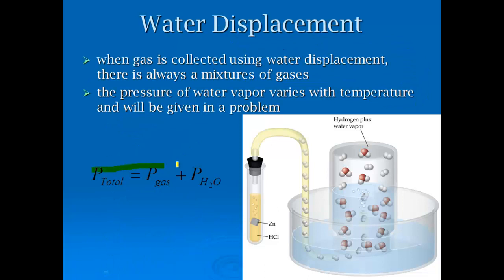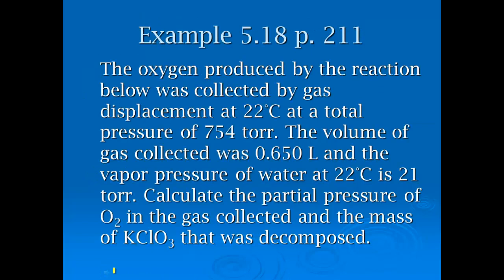Okay, water displacement. We're going to do a lab with this, and we can use water displacement to figure out the pressure of a substance, because when gas is collected using water displacement, I believe we'll use magnesium and hydrochloric acid. We're going to collect the hydrogen gas up top here, and you also have water vapor. So if you know the pressure of the water vapor, you subtract it from the total, then what's left is going to be your pressure of hydrogen. And so we'll do that lab here in the next week or so.